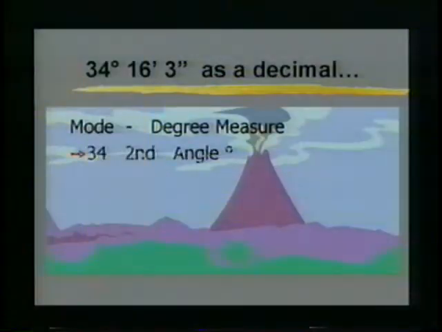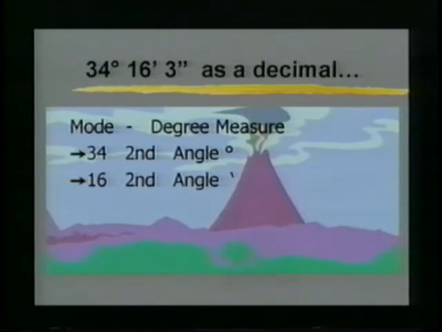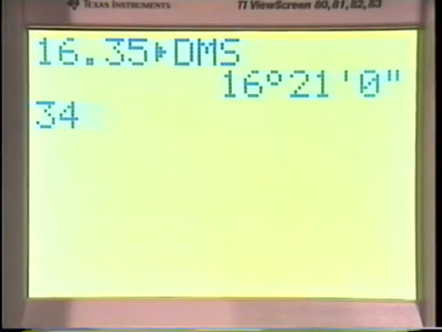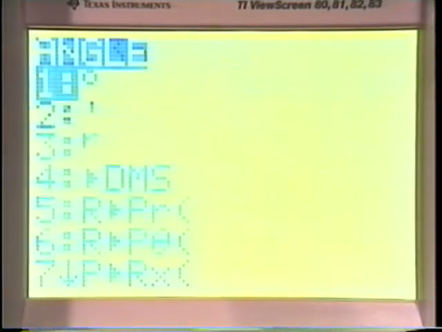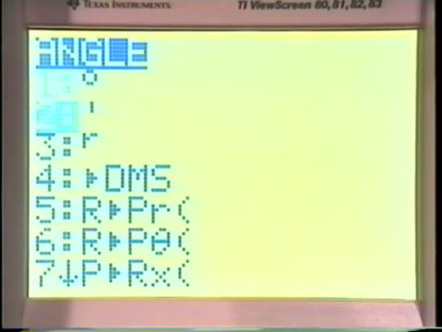Let's see: mode, degree measure. 34, second angle, degree, 16, second angle, apostrophe, or minutes, and 3, alpha, quotes, or seconds. And I'm hoping you can hit enter and get that. Let me try it. I'm going to take the time to do that on the calculator so we can convert it. I'm going to assume that I'm already in degree measure, and I'll go 34, second, angle. I'm already in degrees, so I'll hit enter, then 16, second, angle, and I need the minutes, so I go down to the minutes.